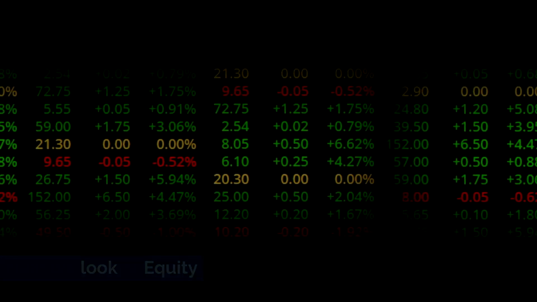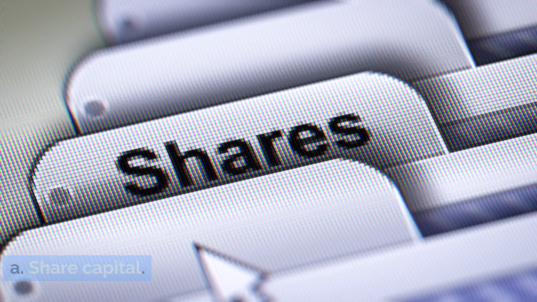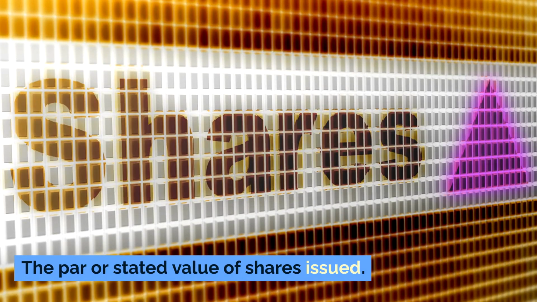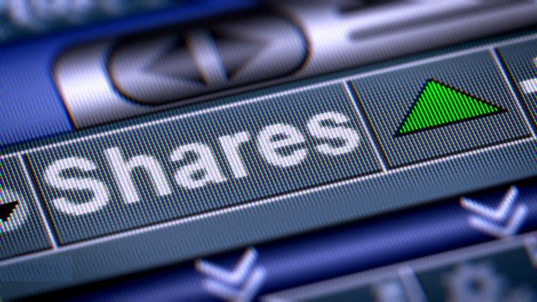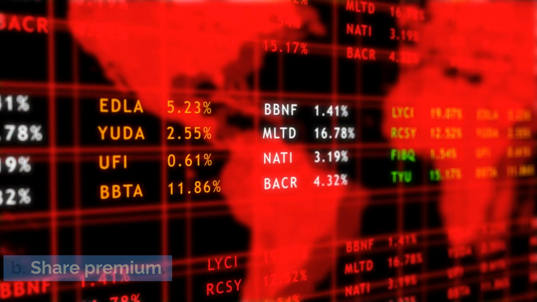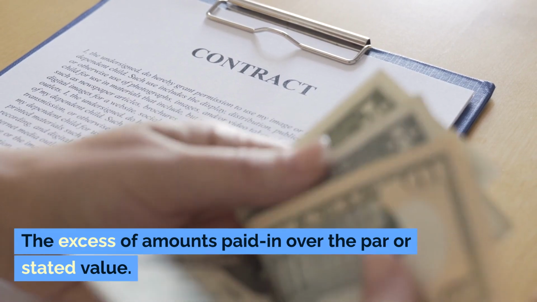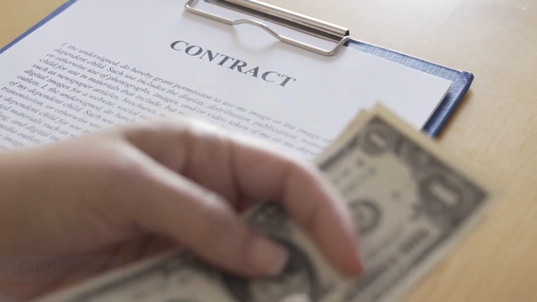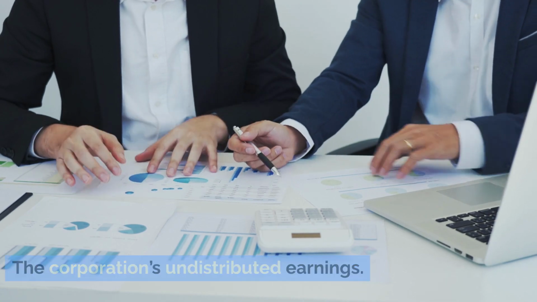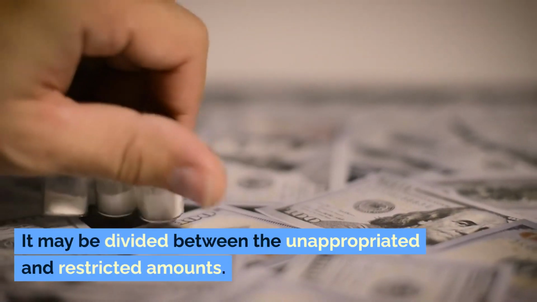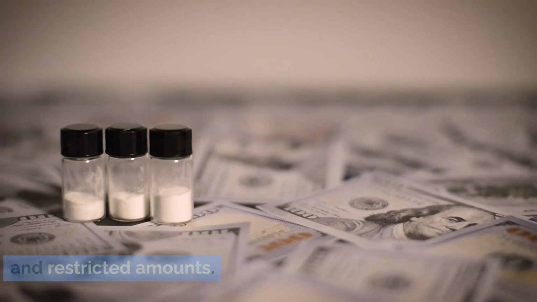Next we look at equity. A. Share capital. The par or stated value of shares issued. It includes ordinary shares and preference shares. B. Share premium. The excess amounts paid in over the par or stated value. C. Retained earnings. The corporation's undistributed earnings. It may be divided between the unappropriated and restricted amounts.